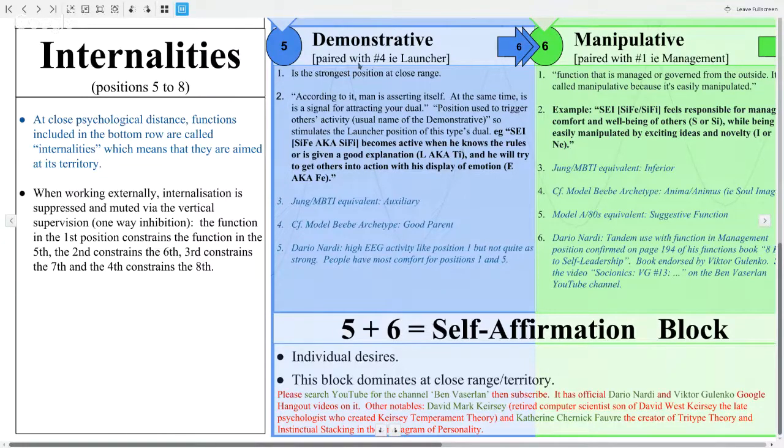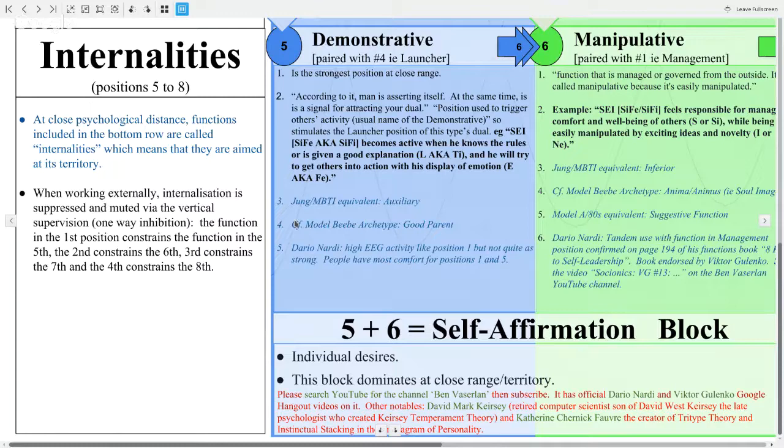So, information about the demonstrative position. It is the strongest position at close range. According to it, a person is asserting himself. At the same time, it is a signal for attracting your jewel, a position used to trigger others' activity. Usual name: the demonstrative. So it stimulates the launch of the position of this type's jewel. E.g., ACIE, that's ISFJ, becomes active when he knows the rules or is given a good explanation, and he will try to get others into action with his display of emotion.